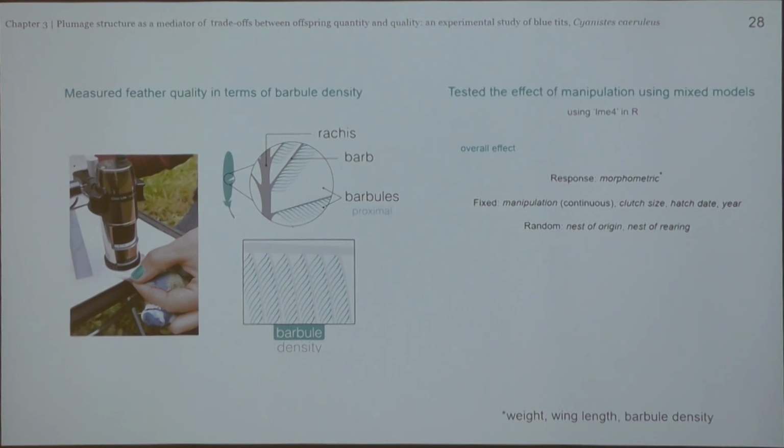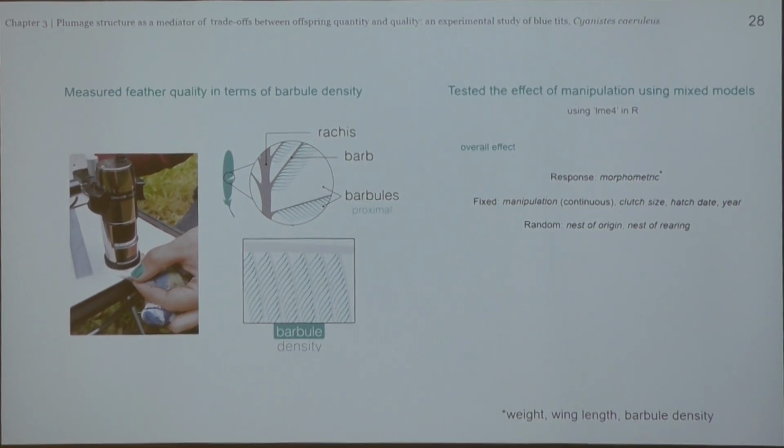And I also included year because I measured these morphometrics and did this experiment 2 years in a row. And as random terms, I included nest of origin and nest of rearing.